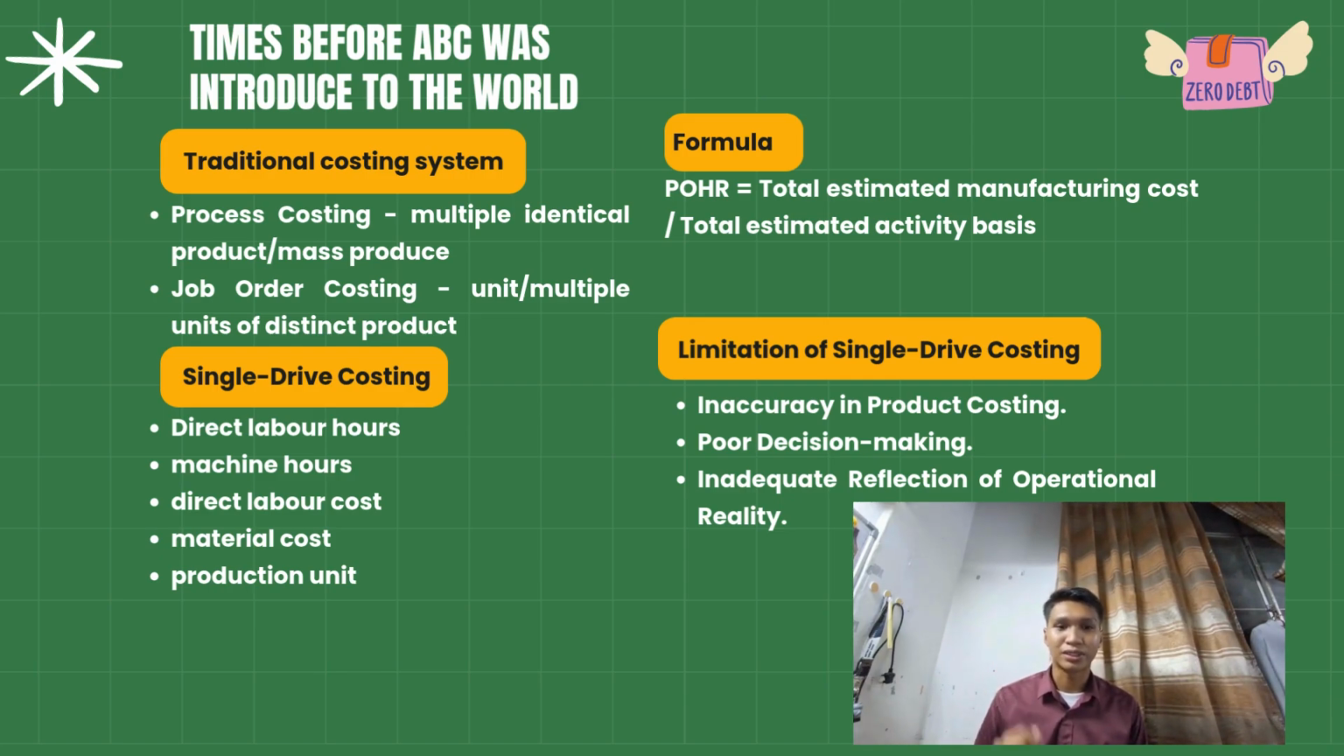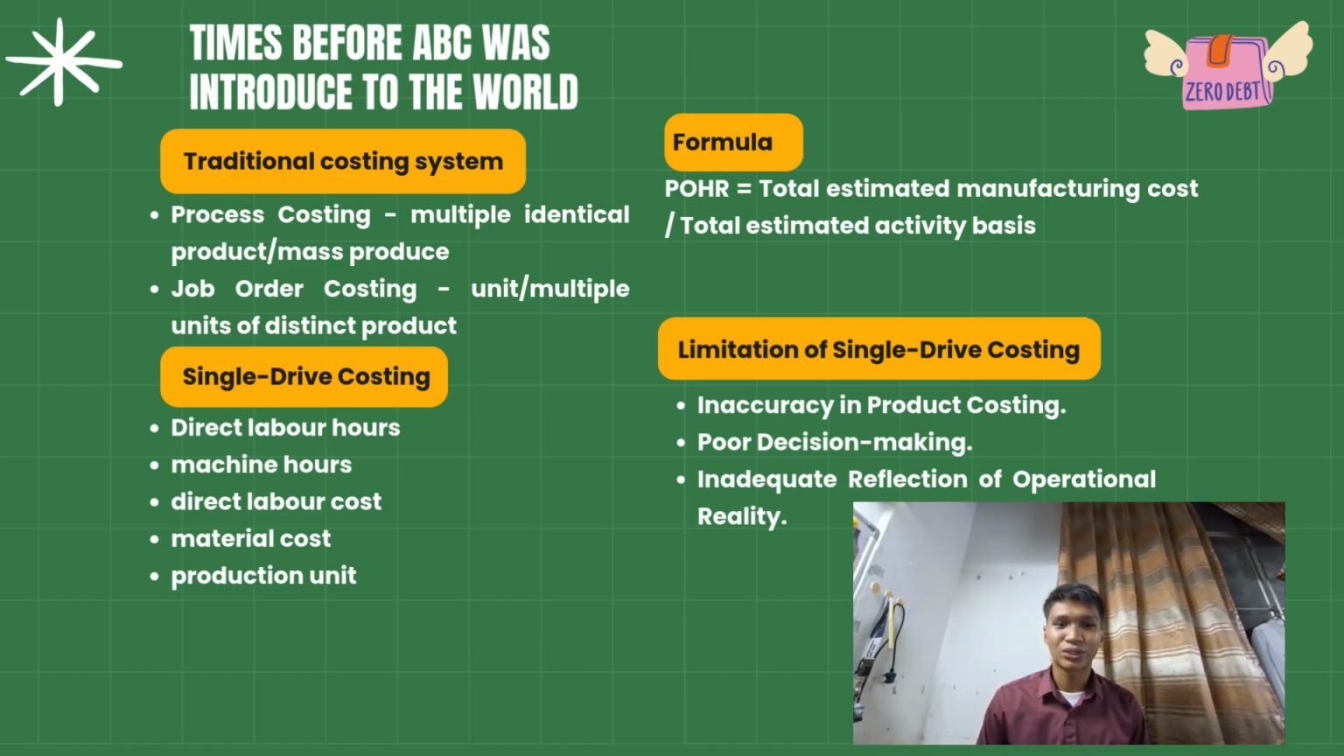Okay, let's talk about process costing first. It is mainly used when we are producing identical products, mass-produced products to be exact. And then the next one is job order costing. It is mainly used when we are producing a unit or multiple units of distinct products.